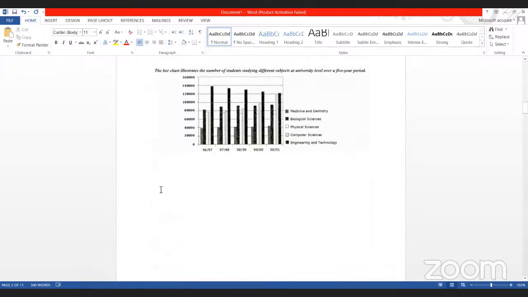Now I'm coming to the bar charts, right? Bar charts, the easiest charts, right? The easiest charts. But what you need to do before you write is try to imagine an imaginary line and see what is the situation of each column. Right? This is what you can see.